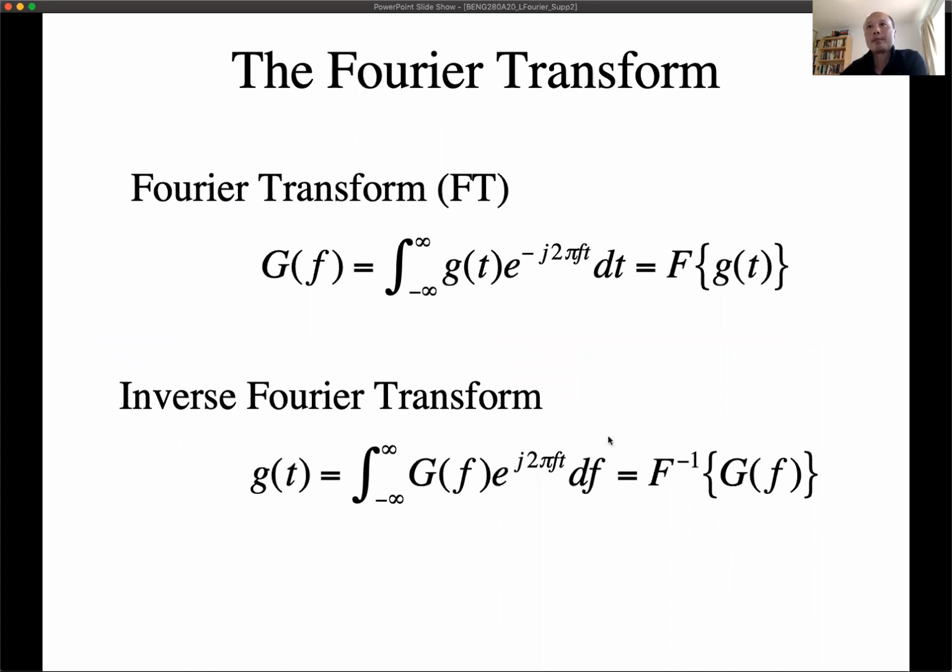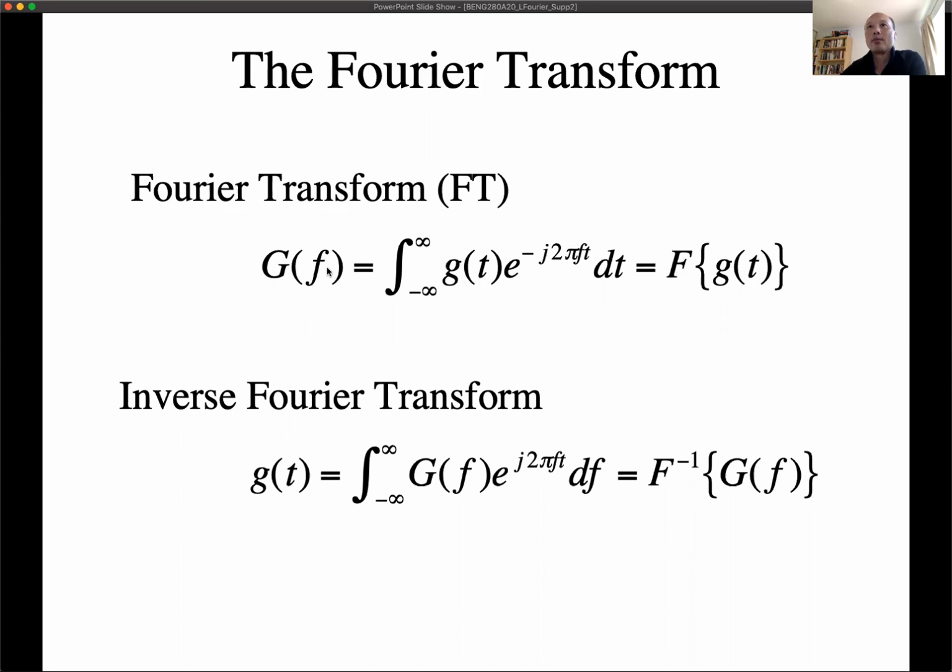It has a deceptively simple form. If I have some function g of t, where let's say t is time, I simply take that function, multiply it by e to the minus j 2 pi f t, which is what's called a complex exponential, and then integrate that from minus infinity to infinity. We denote this as big G of little f, where f represents frequency. So we can write that G of f is the Fourier transform of g of t. We can also use this notation where we're taking the Fourier transform of g of t.